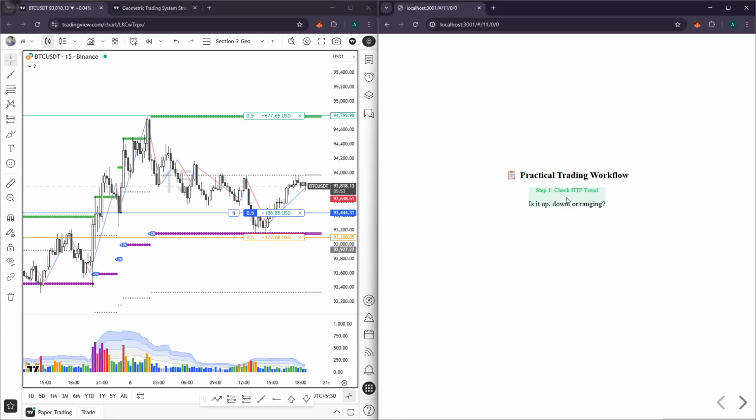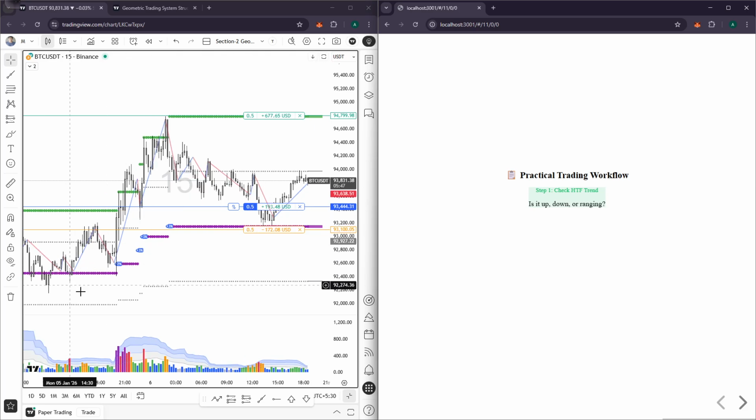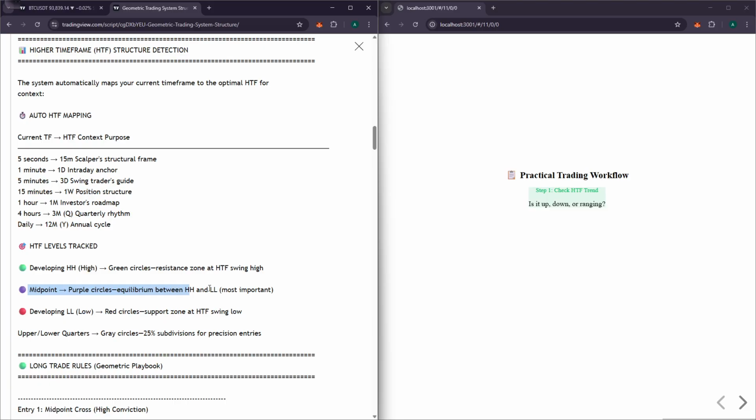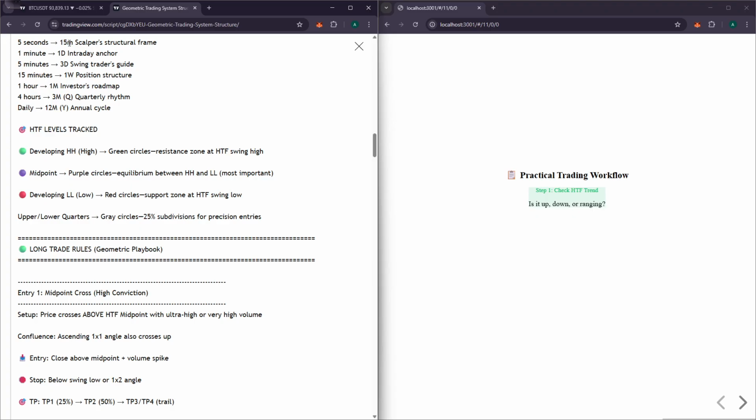Practical trading workflow: first, check the HTF trend. Is it up, down, or ranging? A very fast way to do that is just to check your purple line midpoint. Is it uptrending or downtrending? Which I have instructions for here.